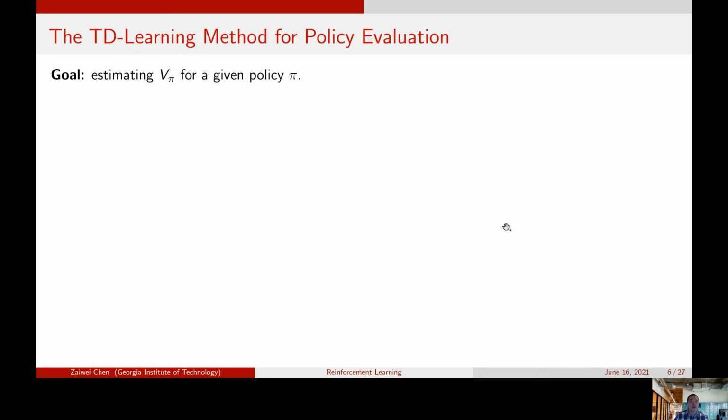We will first present the TD learning method for solving the policy evaluation problem. So the goal here is to estimate the value function v pi of a given policy pi.